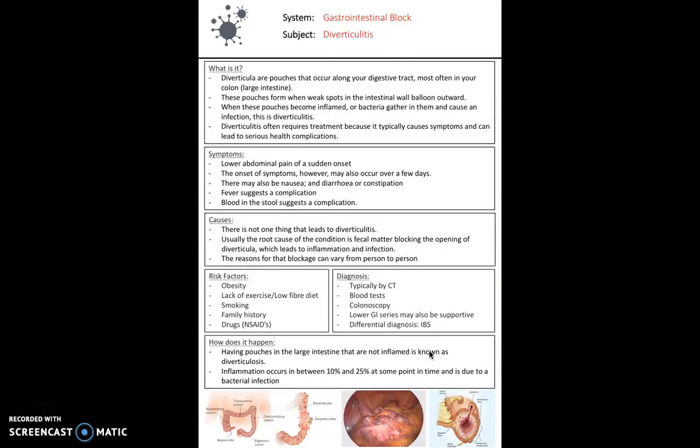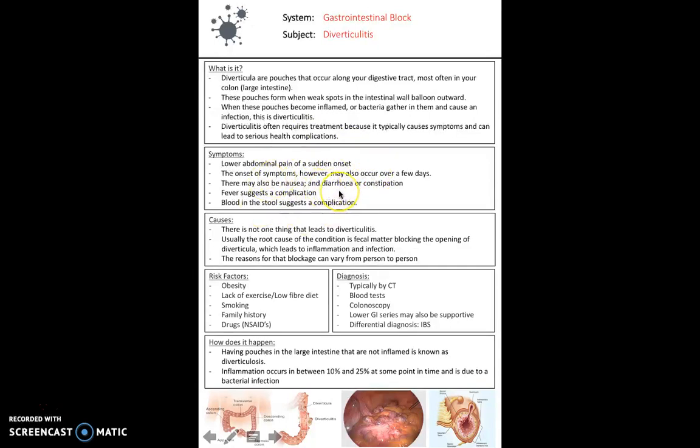Lastly, for this video, to look at diverticulitis. So these are pouches that occur along the digestive tract. So diverticuli are simply pouches that form, and these pouches tend to form weak spots in the intestinal wall which balloon outwards. Okay, and you can kind of see this in this image at the bottom here. So as a result, it can cause lower abdominal pain of a sudden onset. However, it can occur over a few days.